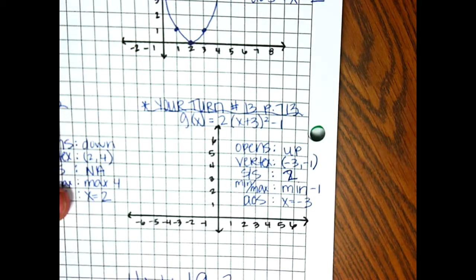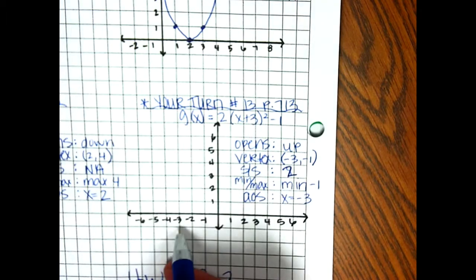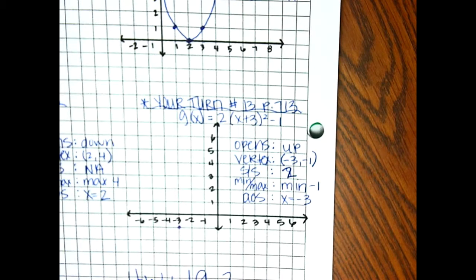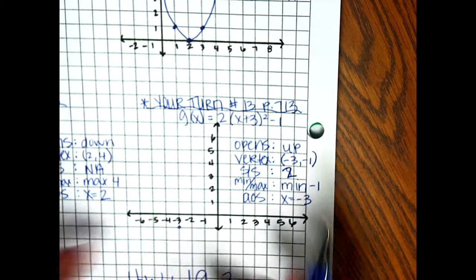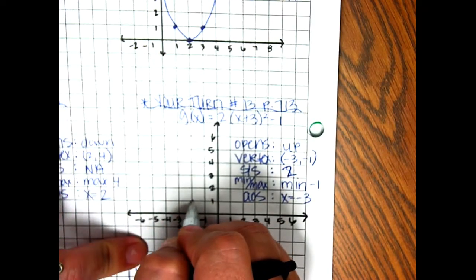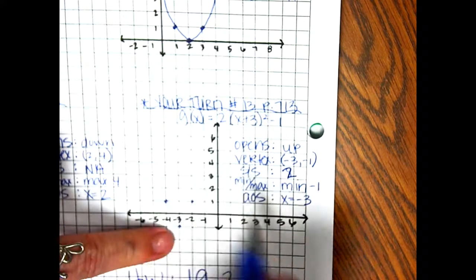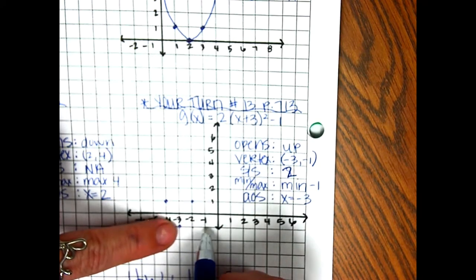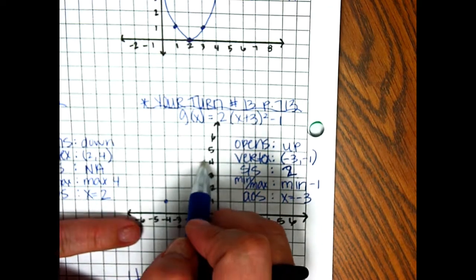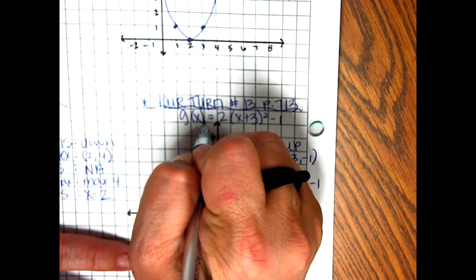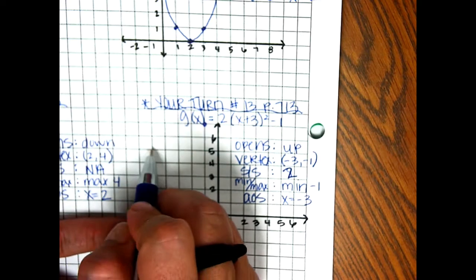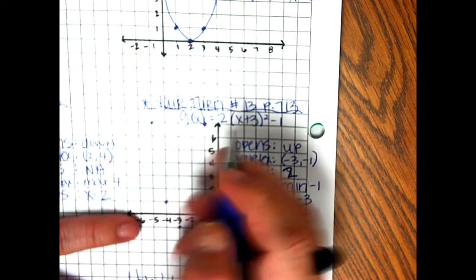Okay, so I'm going to go ahead and graph my vertex again. So negative 3, negative 1. Now with a stretch of 2, we're going to multiply what we go up by 2 each time. So instead of going out 1, up 1, I'm going to go out 1, up 2. Out 1, up 2. And then I'm going to go out 2 instead of up 4, I'm going to multiply that by 2 and go up 8. And same thing the other way. Out 2, up 1, 2, 3, 4, 5, 6, 7, 8.